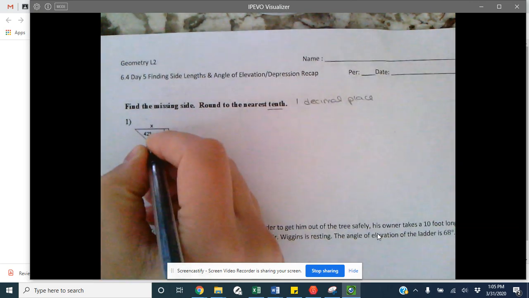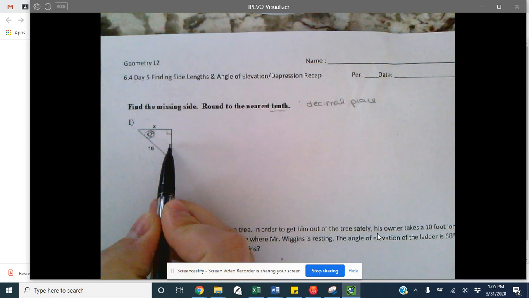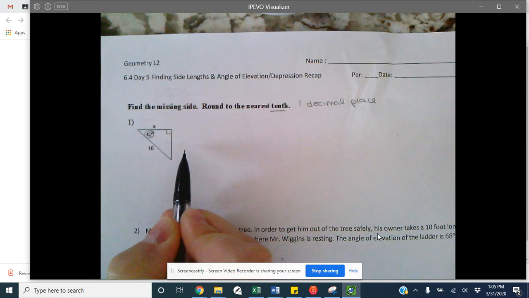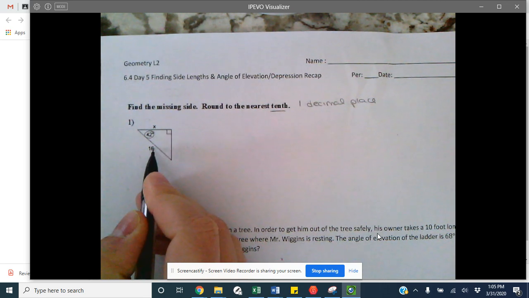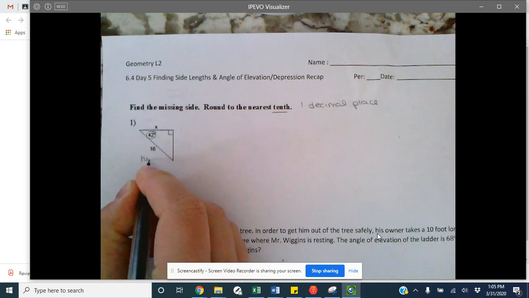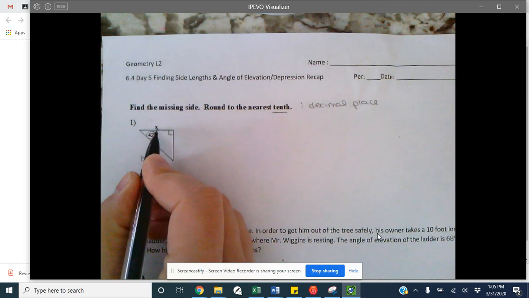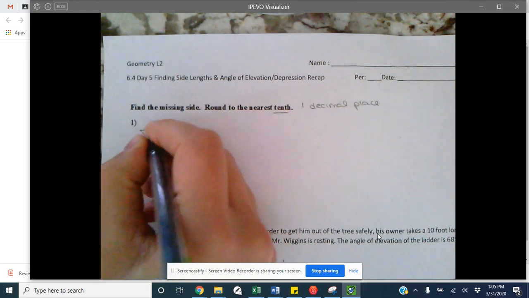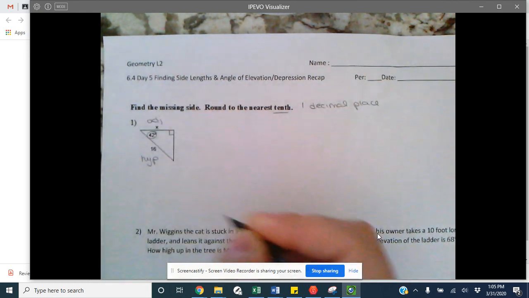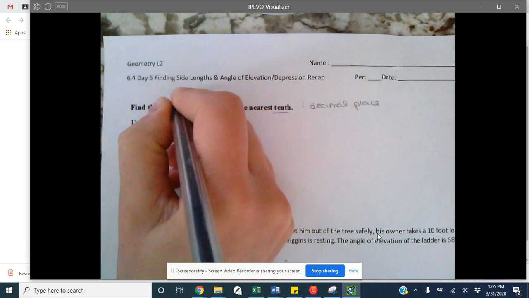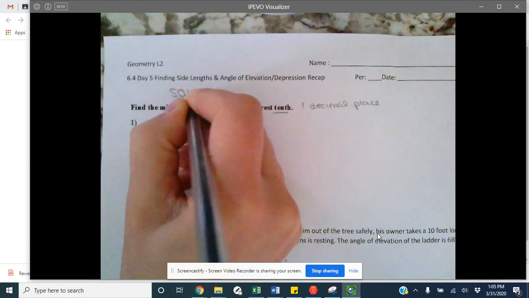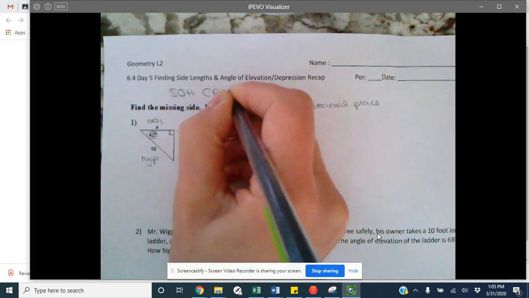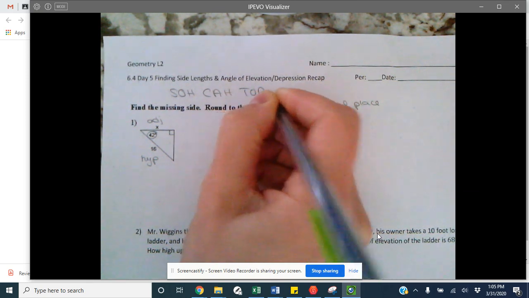Okay, so this first problem, our angle of reference is 42 degrees. Across from that would be the opposite side, but since nothing is labeled there, we're going to skip that. The 16 is across from the right angle, so that makes this the hypotenuse. And x is next to the angle, so that's going to be the adjacent side. So then, I always like to write SOH CAH TOA on the top for reference.